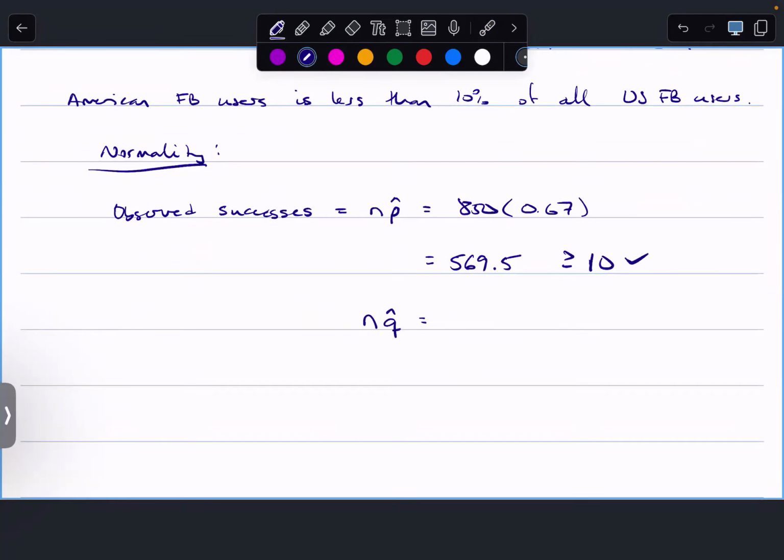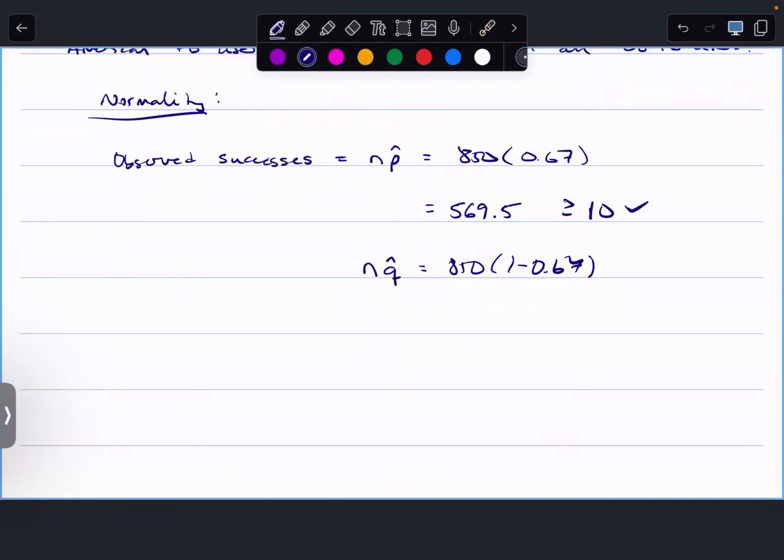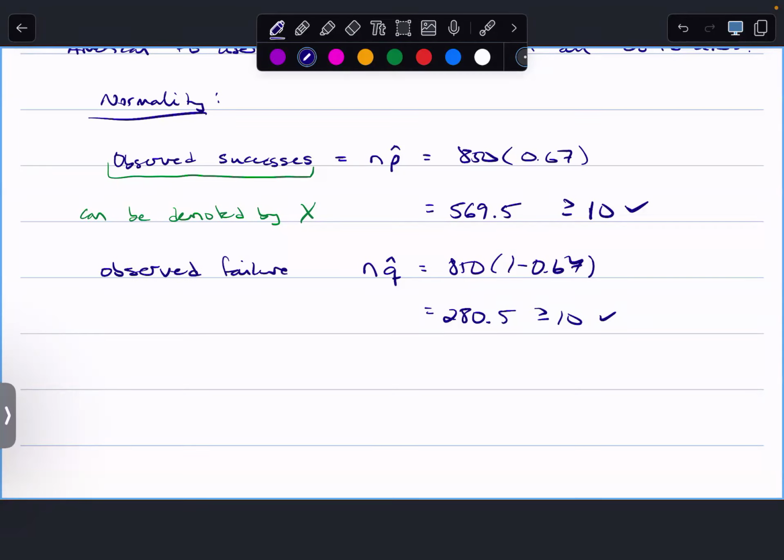n times q hat is 850 times 1 minus 0.67, or 850 minus 569.5, which should give you the same answer. And I get 280.5, which is still greater than or equal to 10. Later, the observed successes can be denoted by a capital X, and the observed failures can be denoted by n minus x, if you prefer. Depends on what information you'd have.